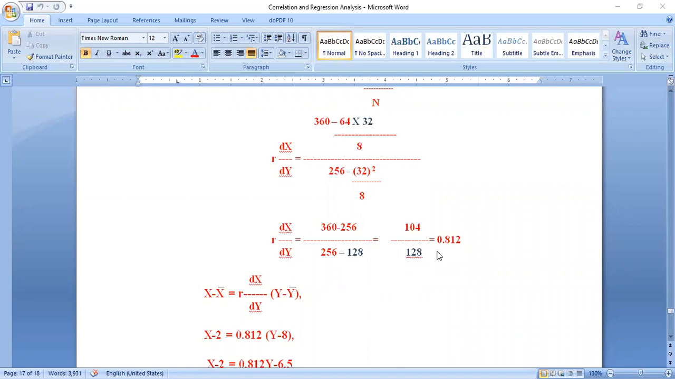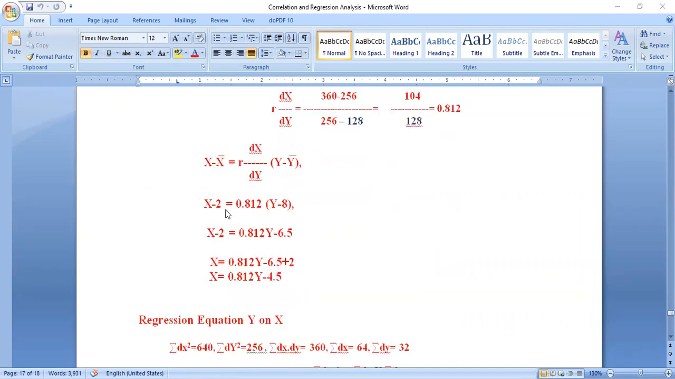r into dx divided by dy is equal to 0.812. Then what is our principle here? Regression equation x on y is x minus x bar is equal to r into dx divided by dy into y minus y bar. In the case of x bar I am writing 2, and r into dx divided by dy is equal to 0.812 into y minus y bar, which here is 8.